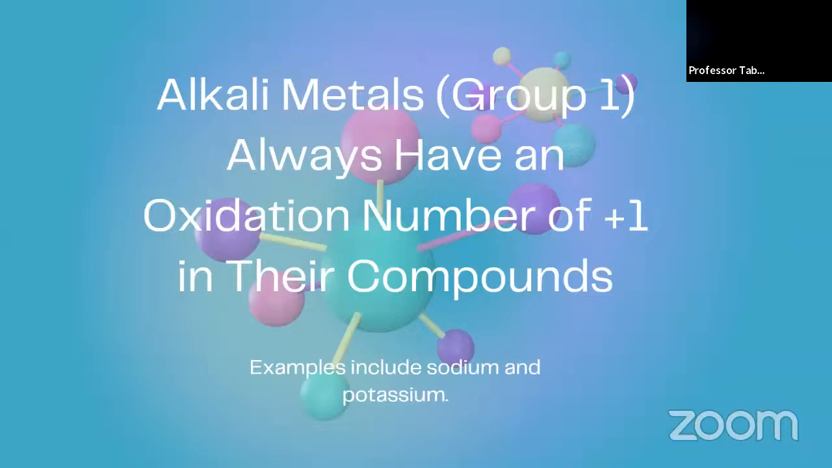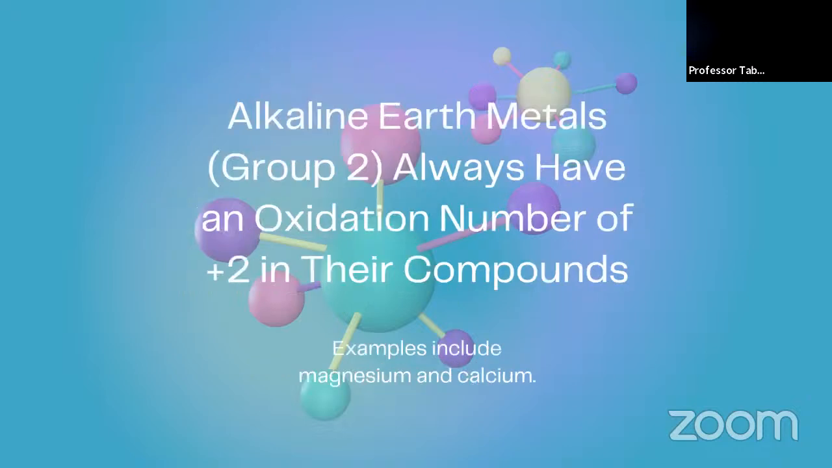And again, as we restate this, alkali metals, those that are in group 1, always have an oxidation number of +1 in their compounds. Some examples are sodium, potassium, rubidium, and lithium. Those elements that are in group 2 always have an oxidation number of +2 in their compounds. So examples include magnesium and calcium.